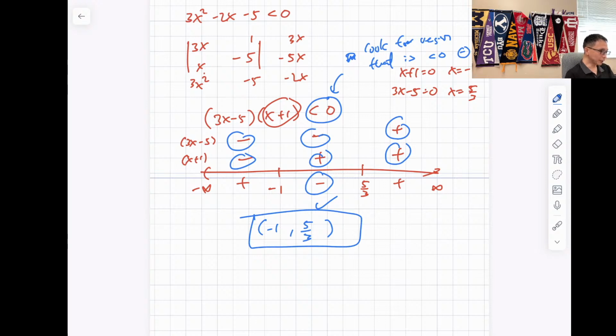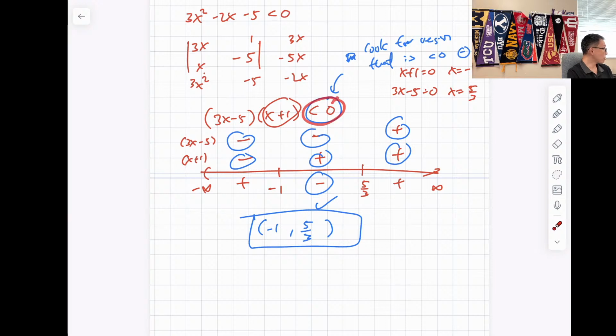Negative infinity to -1? Okay, the reason is that this question is looking for less than 0. If it's less than 0, that means I'm looking for the negative region. So the only negative region is between this interval here to here. So the question changes, right? The question could be greater than 0 or less than 0. So pay attention to this part. Are they greater than 0, or are they less than 0?